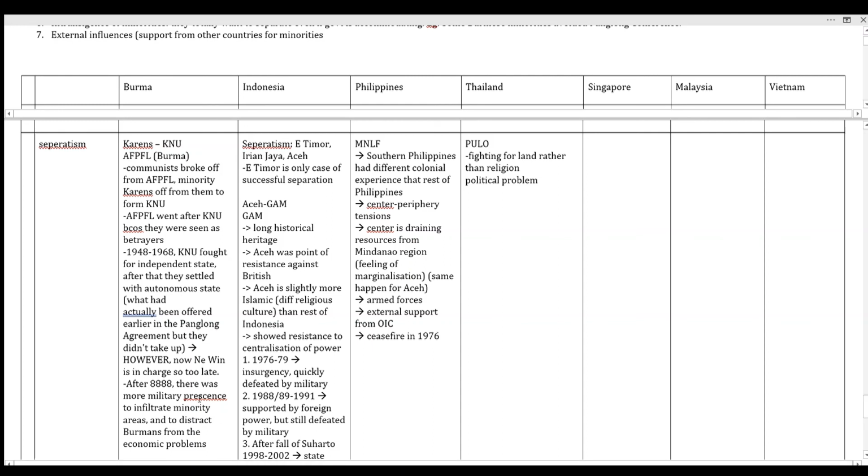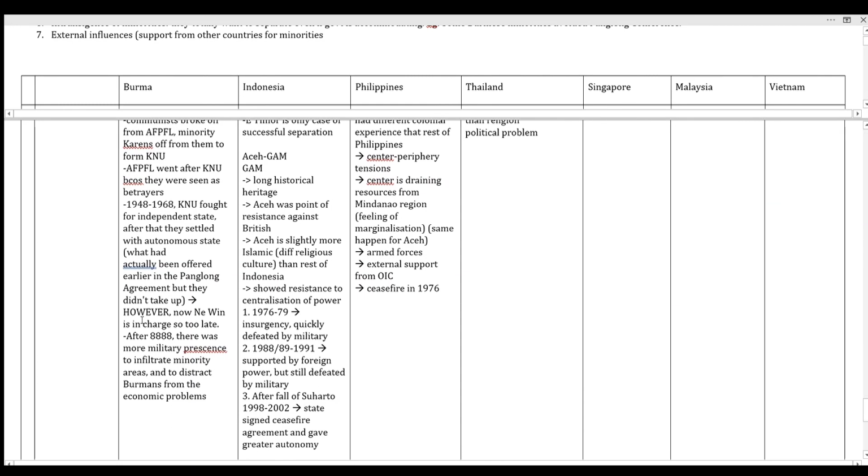Even though they didn't even take up the Panglong agreement, now that another person is in charge, well, it's too late. After 8888, which is the 8th of August 1988, there was more military presence to infiltrate minority areas. So because the minority didn't accept the deal at the beginning, they ended up getting an even worse deal at the end. So yeah, I guess it's their bad fortune.